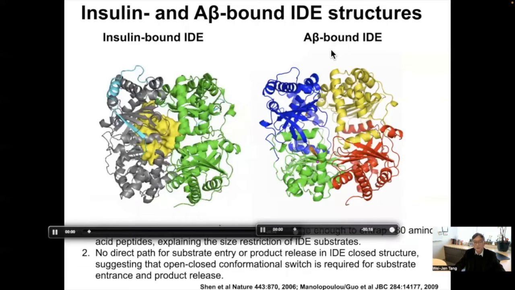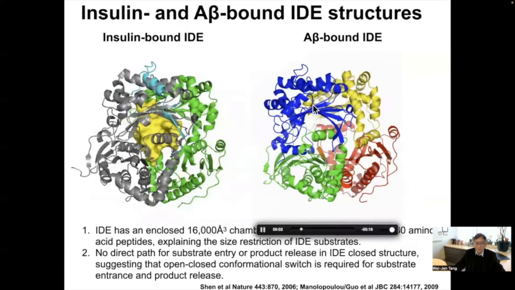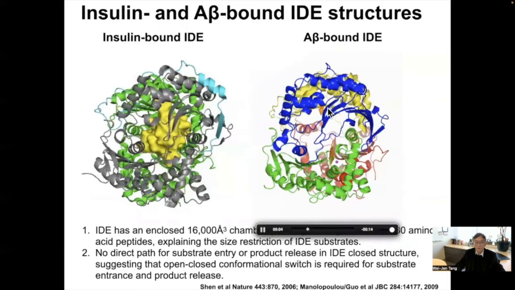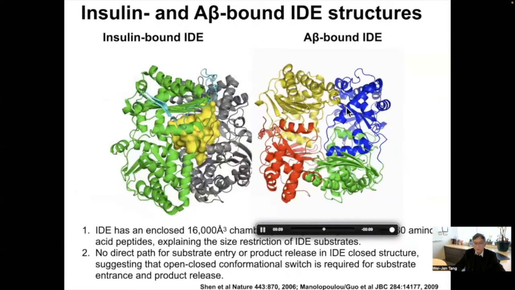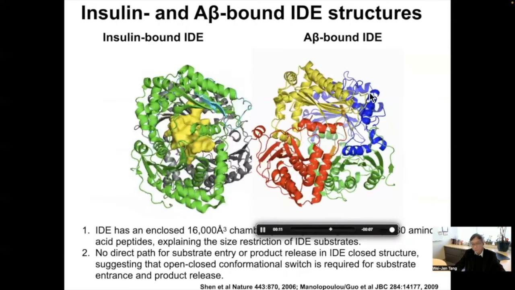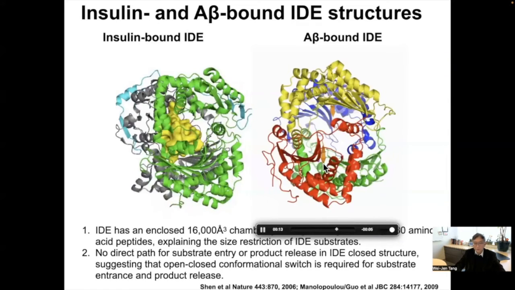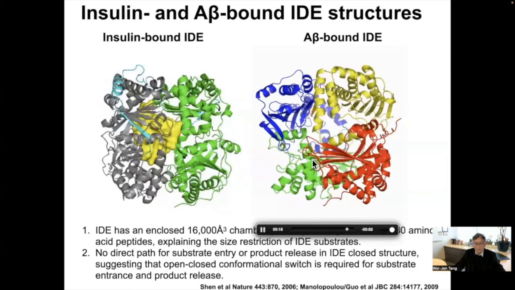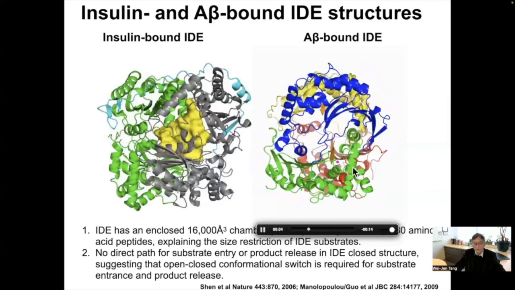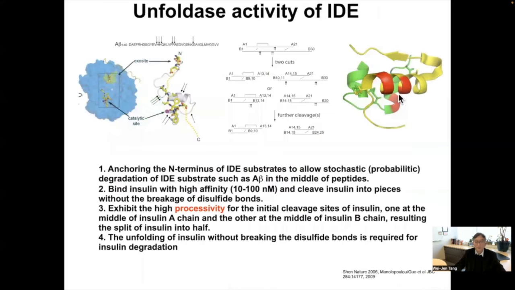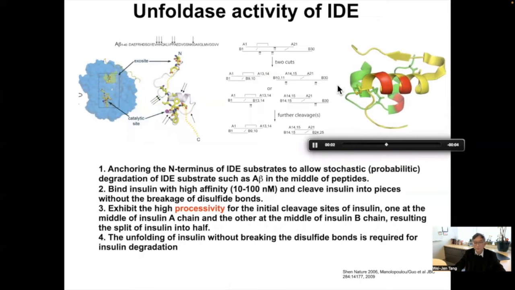If you look at the amyloid beta bound structure, you will find the N-terminal end of the peptide forms a beta strand that pairs with a beta sheet on domain 2, colored in blue. The middle part is also a beta strand that forms a beta sheet near the catalytic site. This enzyme needs to unfold the substrate.